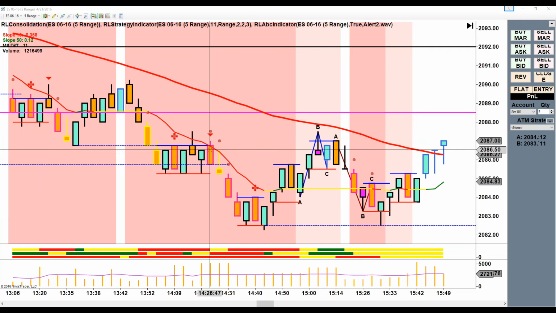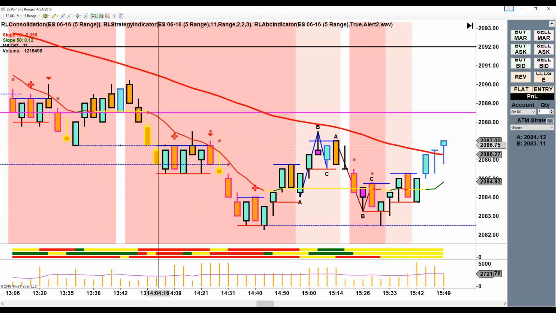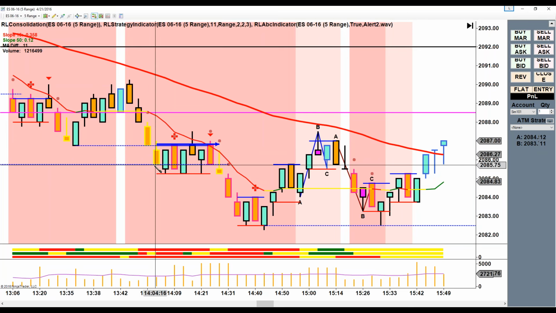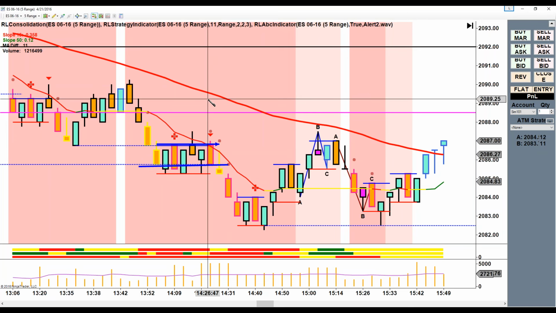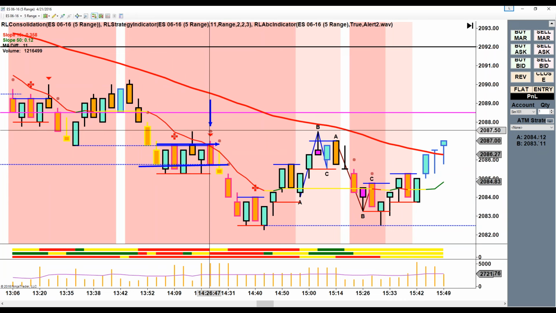This is on dual quants out of consolidation. If you don't take this trade, look at how long consolidation is. And I just want to talk to you for a second about consolidation and why it's so powerful.